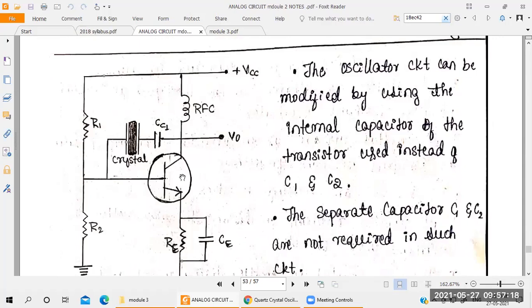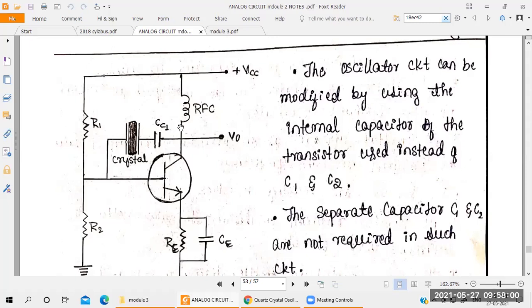See here, the amplifier is nothing but a BJT transistor or FET transistor. The output of the amplifier, the collector or drain, is connected to the RFC. Then the input of the feedback: they have connected the crystal with the capacitor. What is the purpose of connecting the capacitor here? Because we want to generate the AC signal, and for an AC signal the capacitor acts as a closed circuit. That's why we use a coupling capacitor to join the crystal to the output. From that we can generate the V0.